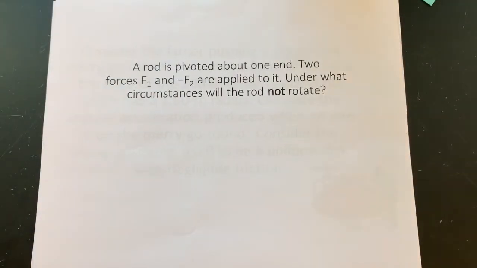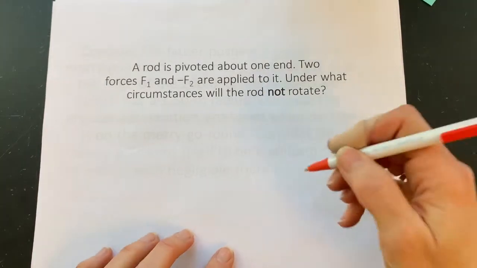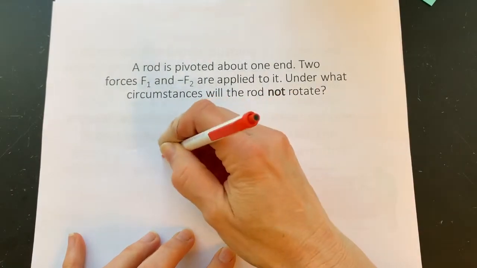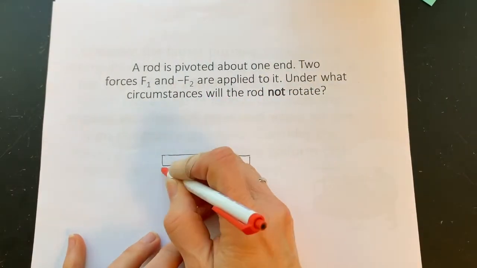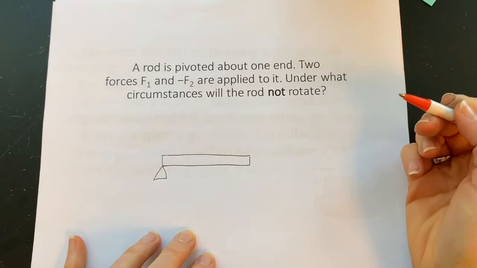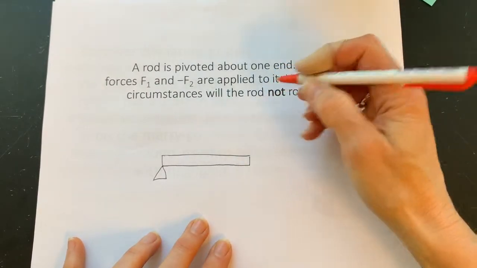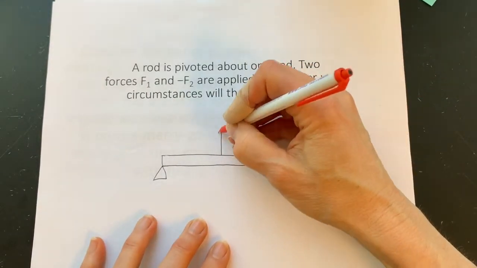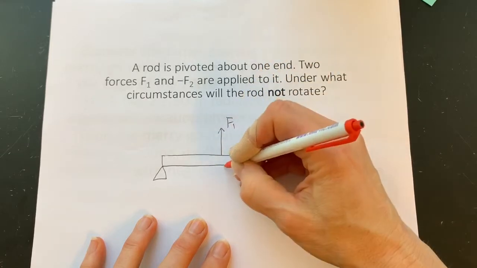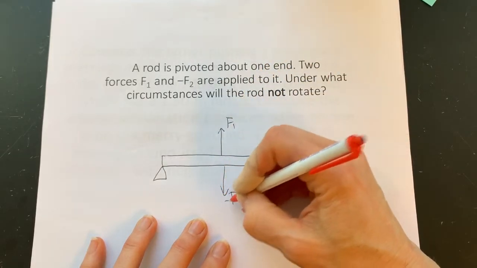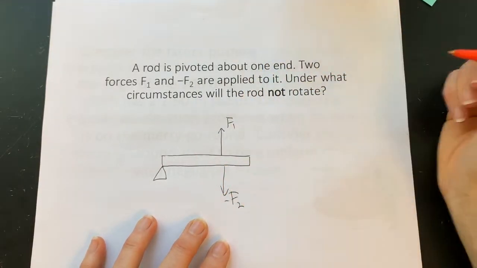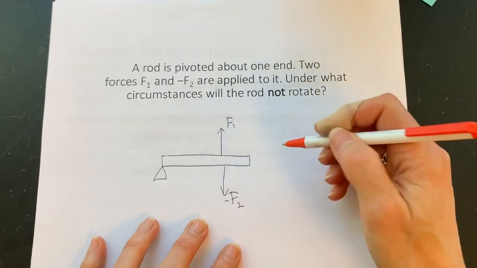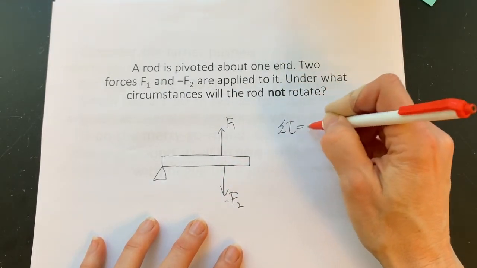A rod is pivoted about one end. Two forces F1 and negative F2 are applied to it. Under what circumstances will the rod not rotate? So here's the rod like this, and it's pivoted at one end, so there's the pivot. Then there are two forces, one up and one that is negative, which I'm just going to make down. When will it not rotate? It's not going to rotate when the net torque is 0.